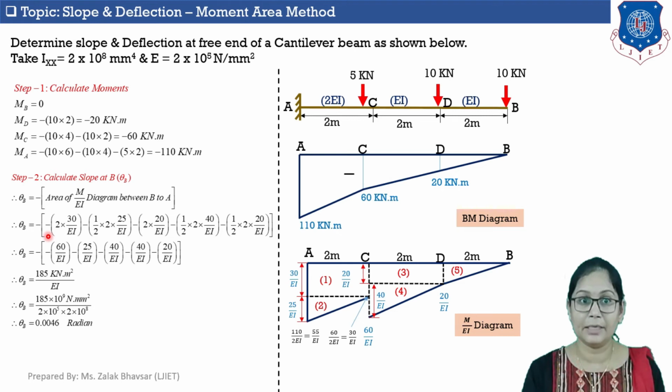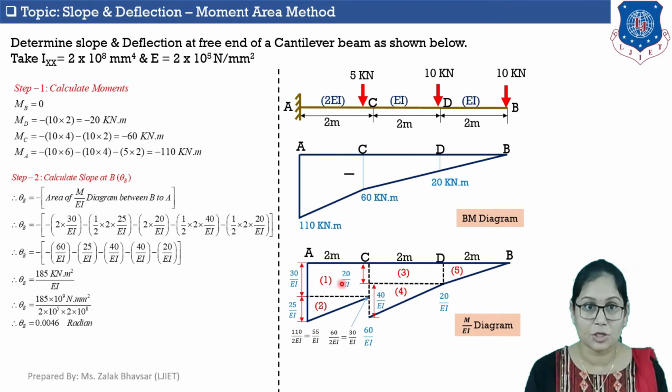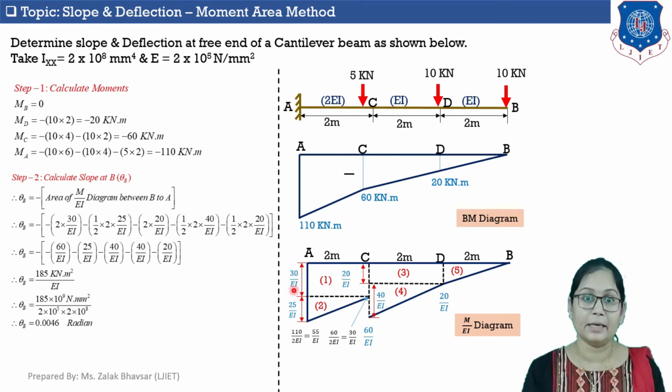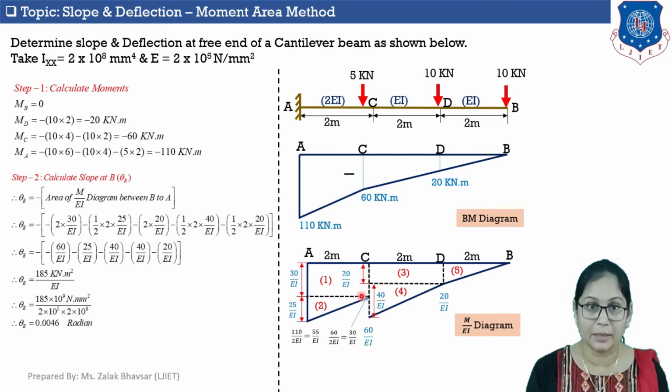Okay, now theta B is equal to area of this first shape, as it is rectangle, so area will be B into D. So B is 2 meter and depth of this rectangle is 30 upon EI. So area of this first shape is 2 into 30 upon EI. Now area of second shape, which is triangle, it is 1/2 BH. Okay, so base of this triangle is 2 meter and height of this triangle is 25 upon EI. So area of this shape is 1/2 into 2 into 25 upon EI.